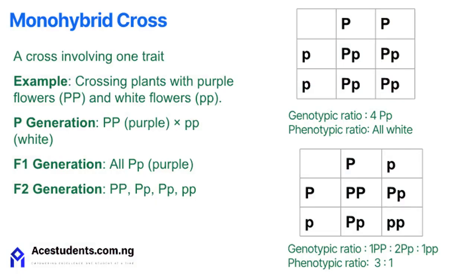A monohybrid cross involves observing the inheritance of a single trait. In this example, we cross plants with purple flowers, PP homozygous dominant, and white flowers, pp homozygous recessive. The parental, P, generation consists of one plant with purple flowers and one with white flowers. When these plants are crossed, the first filial, F1, generation produces all purple-flowered offspring, Pp heterozygous, demonstrating the dominance of the purple allele. Allowing the F1 generation to self-pollinate results in a second filial, F2, generation with a phenotypic ratio of 3 purple to 1 white, as illustrated by the Punnett square.